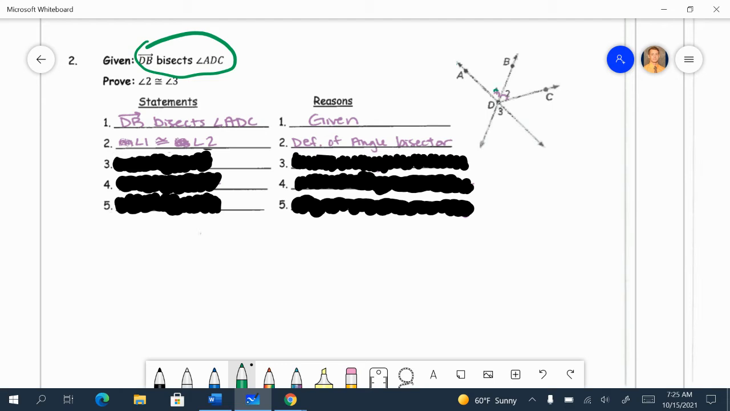And that's what we wrote on our picture too. Let's move on to number 3. Okay, so what do we know next? And what are we trying to get to? We're trying to prove that 2 is equal to 3. We're trying to prove that this angle is equal to this angle. Well, how would we get there?